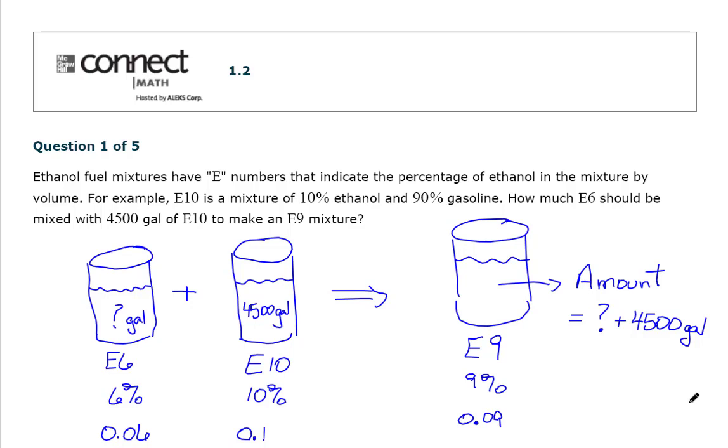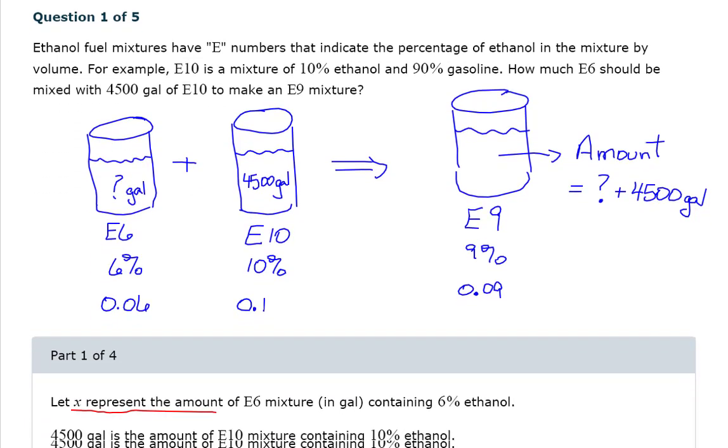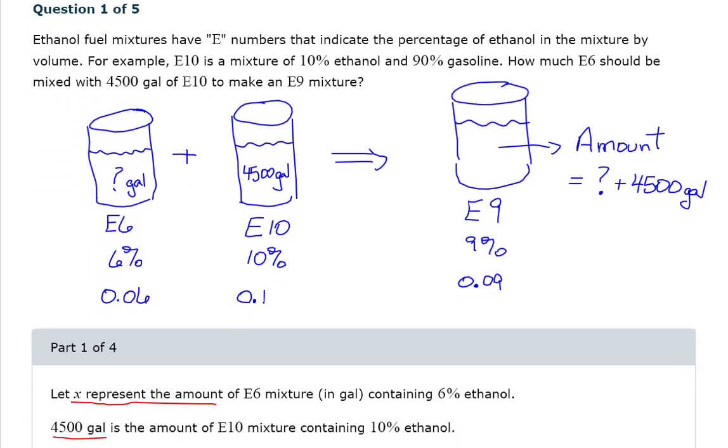Alright, so in question 1, we have a mixing problem. I want to mix two things together. So in this first picture here, I have this item. I want to add it to this item. And I want to create something new. So first off, let's talk about the things we need.